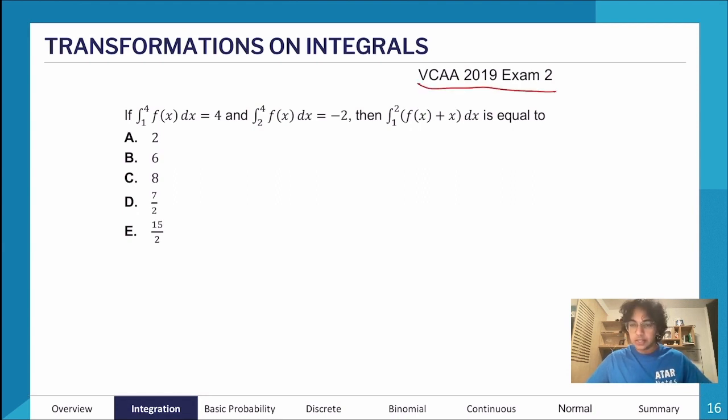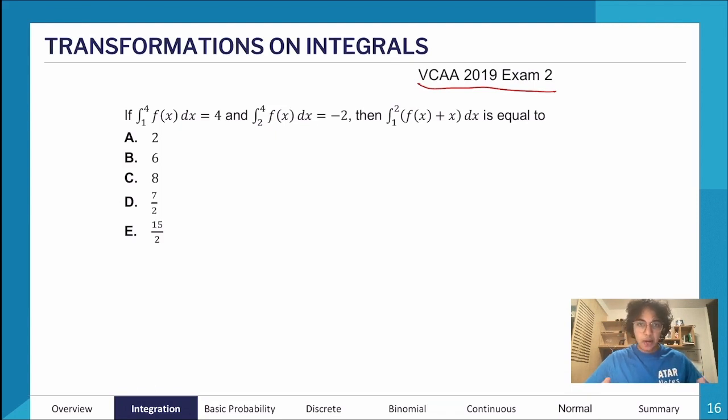If you guys are interested in the statistics, like what percentage of students answered A, B, C, D, or E, you can check that out on the VCAA website. Obviously they show the correct answer. They don't show the working out too much, which is kind of annoying. But they do show you the distribution of students who selected each option, which I think is pretty interesting. But yeah, if you guys are interested in that, check that out.